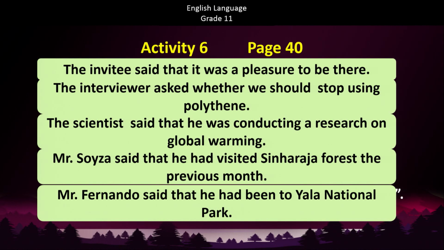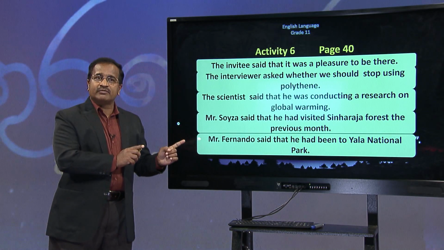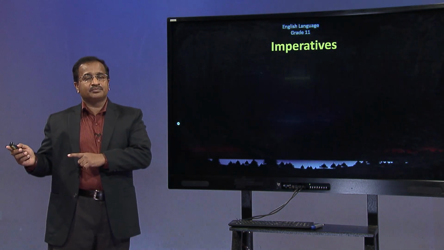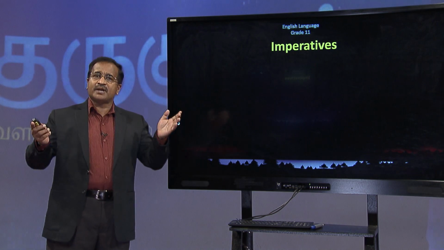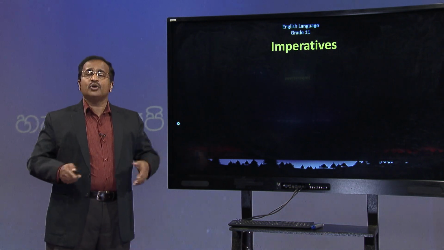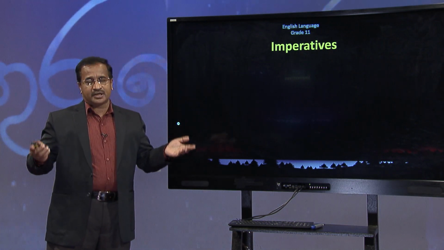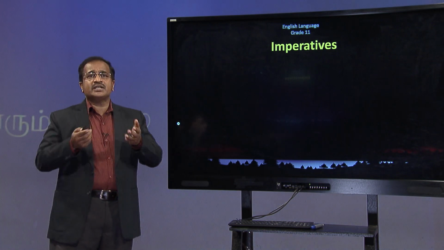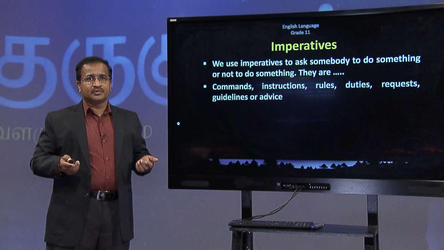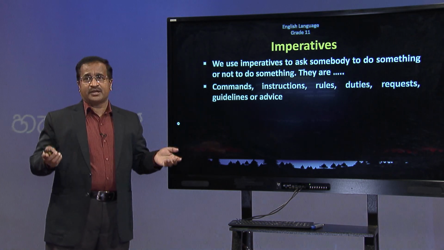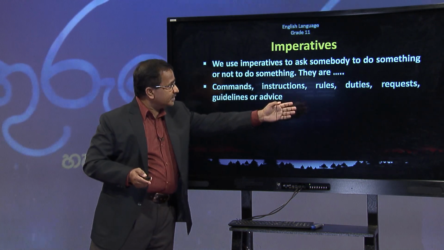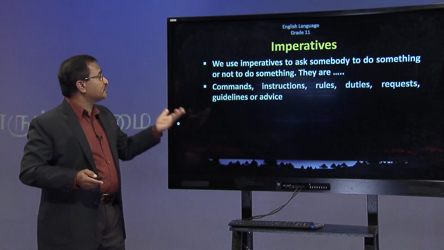Okay, hope that our students have understood how to convert direct speech into indirect speech. There are some more things to be done. Imperatives. What are imperatives? When you want to tell somebody to do something or not to do something, you use an imperative. When you are at school, your teacher gives you various instructions. Stand up, take out your book, don't go to the playground. So, these are imperatives. They include commands, instructions, rules, duties, requests, guidelines or advice.